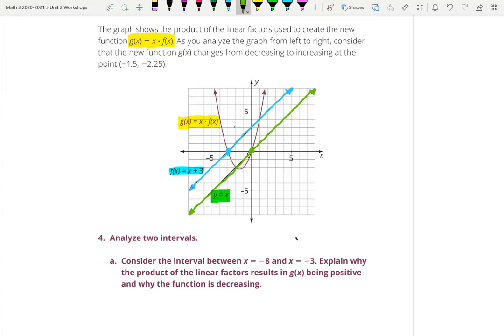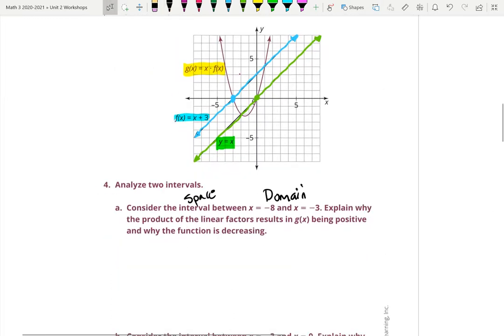So we have to look at the region of space between x is equal to -8 and x is equal to -3. This is the domain when we're looking at the space. Interval, I keep using this word, we're going to be looking at the region. So we're going to look at from -8 and from -3. And if you want to think about it as a form of inequality, it's not touching -8 and -3. We're looking at the region between these two spaces.